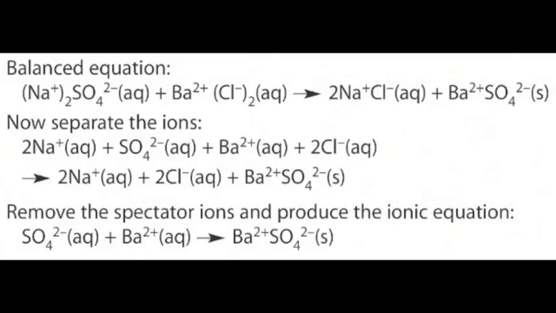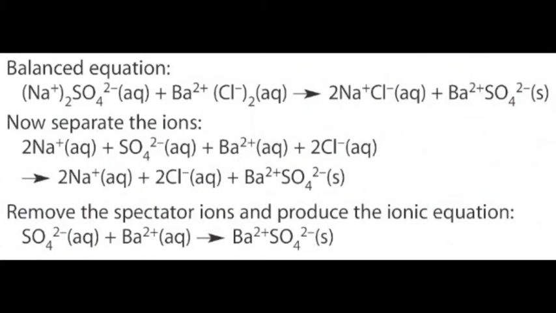The changes occurring in precipitation reactions are made more obvious by looking at their equations. Consider the addition of barium chloride solution to sodium sulfate solution. The balanced equation reads as follows. Sodium sulfate plus barium chloride goes to sodium chloride and barium sulfate. Now separate the ions.